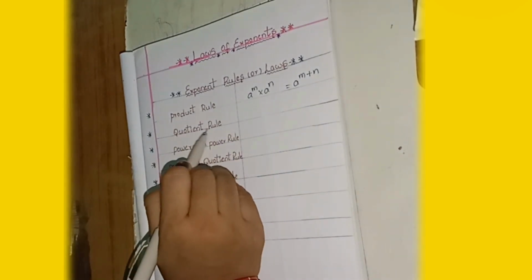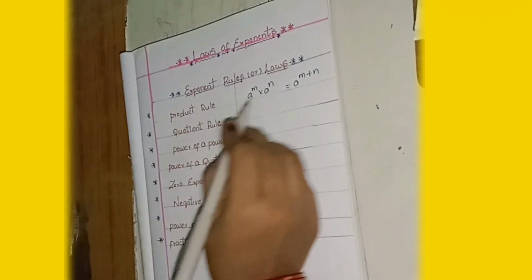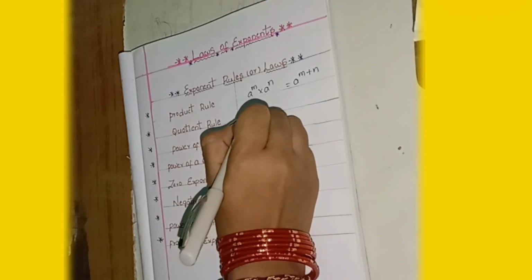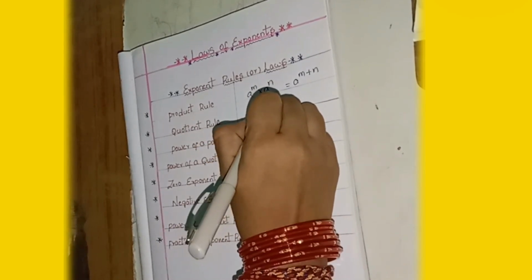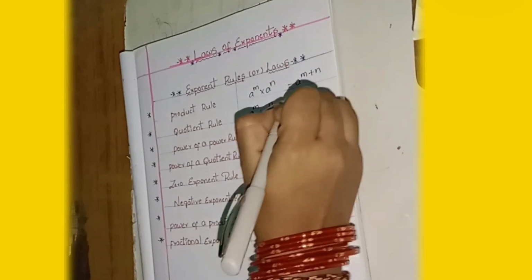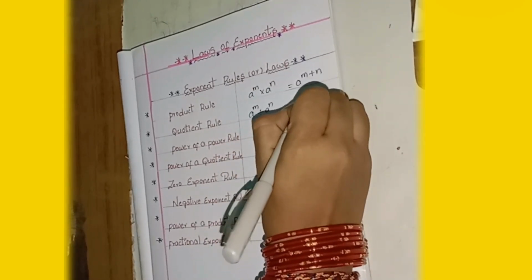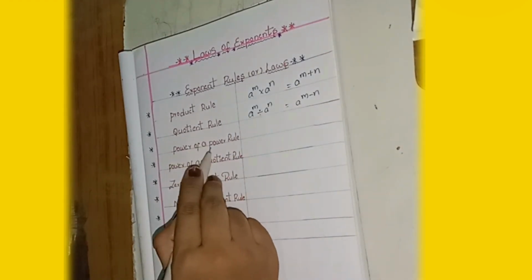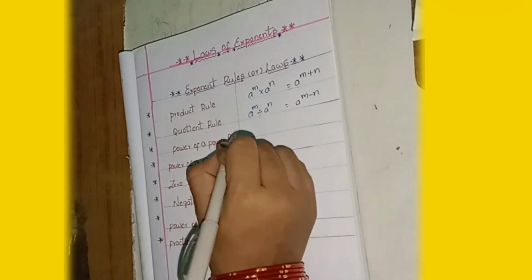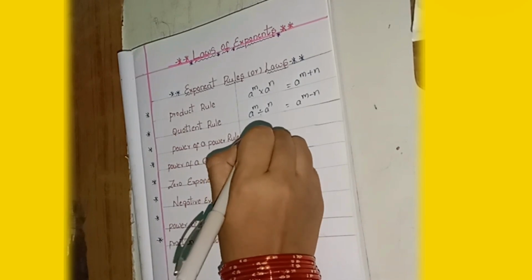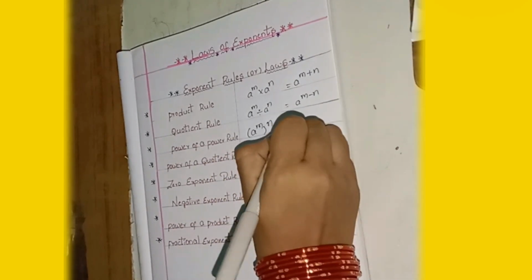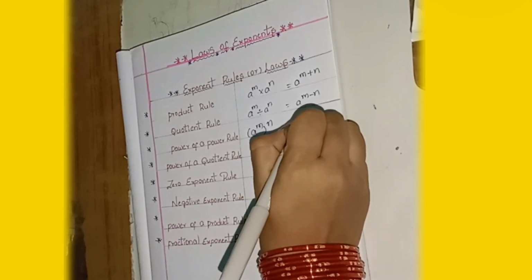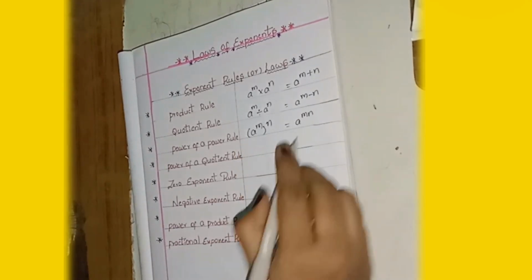Quotient rule: a power m divided by a power n is equal to a power m minus n. Power of a power rule: a power m whole power n is equal to a power m into n, or a power mn.